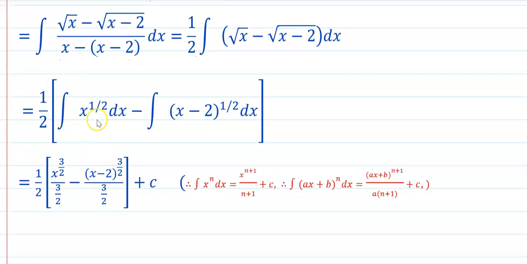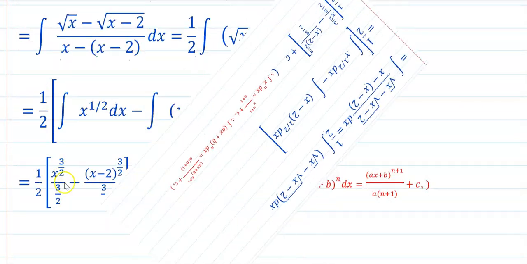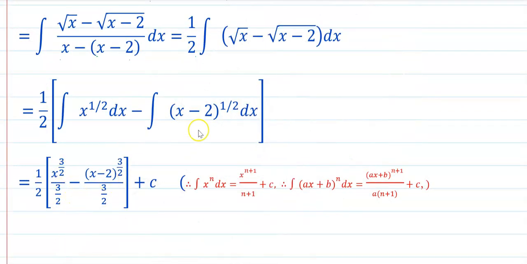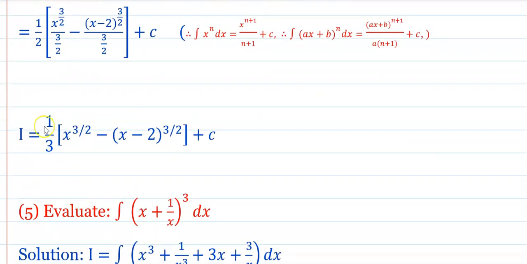X raised to 1 upon 2 means what? Integral of x raised to n into dx is x raised to n plus 1 upon n plus 1 plus c. Similarly, 1 upon 2 plus 1 means what? 3 by 2 upon 3 by 2 minus x minus 2 raised to 1 upon 2 plus 1 means what? 3 by 2 upon 3 by 2 plus c. It is normal simplification. Here the 2 2 will get cancelled. 1 by 3 comes outside. Okay, if you take 3 by 2 common, 2 into 3 by 2, 2 2 get cancelled, and hence you are getting 1 by 3 x raised to 3 by 2 minus in bracket x minus 2 raised to 3 by 2 plus c.